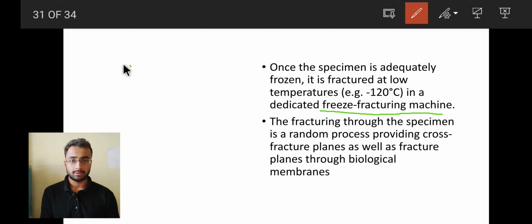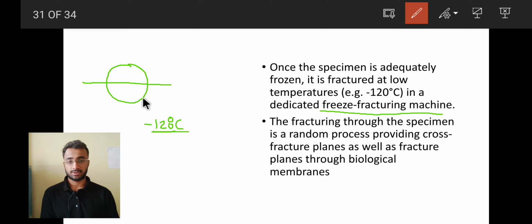See what we have to do. Suppose this is any biological sample. We did all this process, dehydration, chemical fixation, then thin layer coating and all. Then we will fracture this specimen. We will actually cut this specimen in a freeze fracturing machine. First we will decrease the temperature to minus 120 degrees Celsius. Then we will fracture this specimen. This is called the freeze fracturing technique.